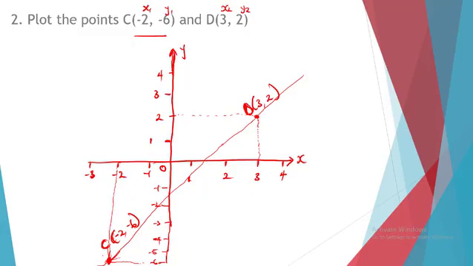Welcome back. So far we've been able to deal with gradient of a straight line, and we've taken some examples to illustrate how to plot the graph. I will stop here.